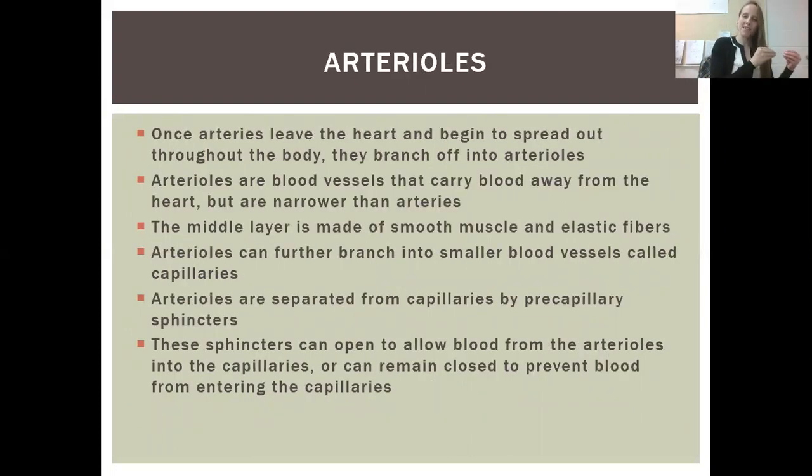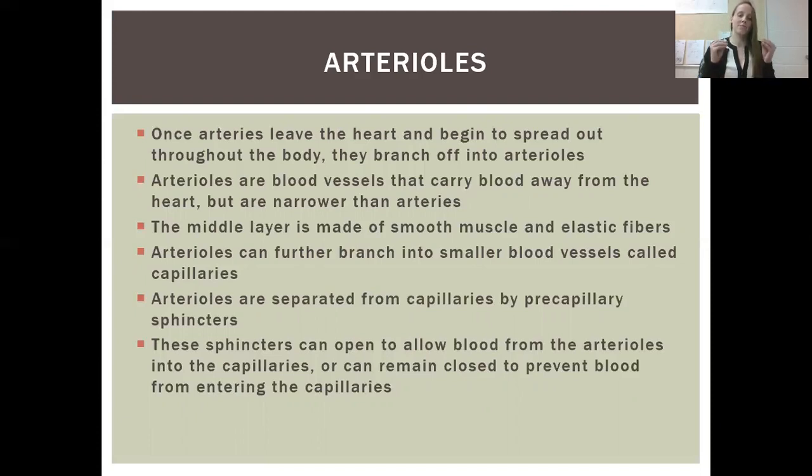From the arteries, we then get the arterioles. As the arteries continue traveling away from the heart, they start to branch off into smaller blood vessels called arterioles. They are still carrying blood away from the heart. They're just tinier than arteries. And in this case, the middle layer is smooth muscle and elastic fibers. The arterioles, once again, just like with arteries, usually carry oxygenated blood.